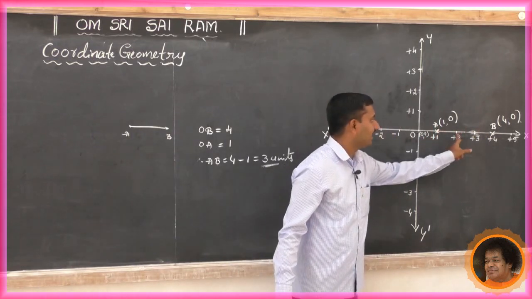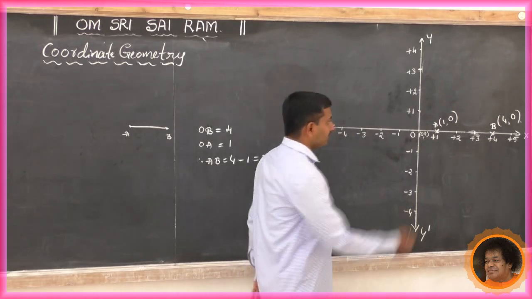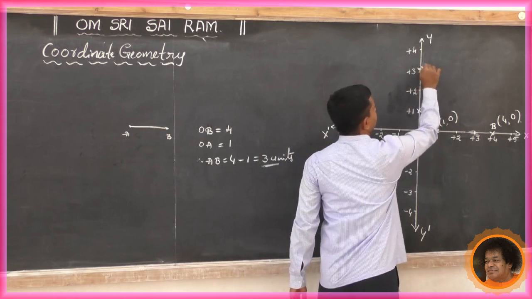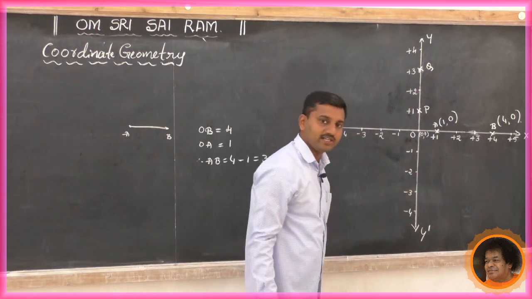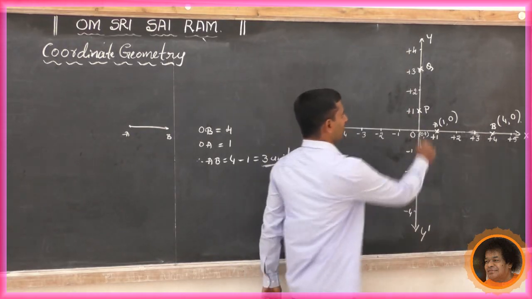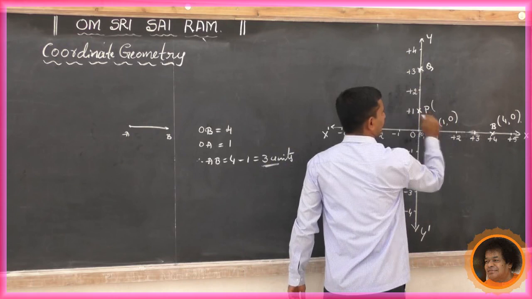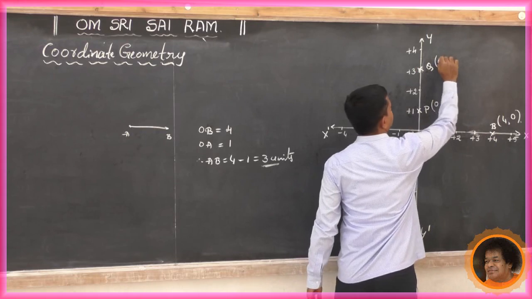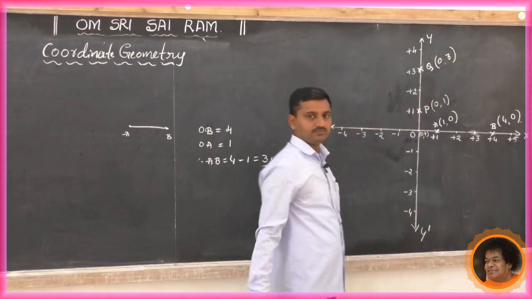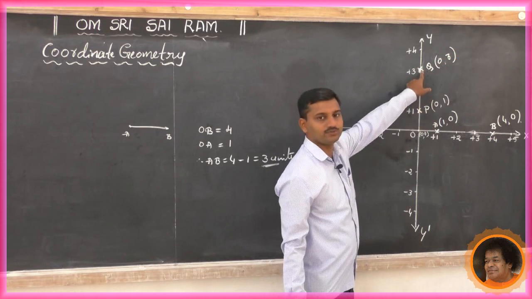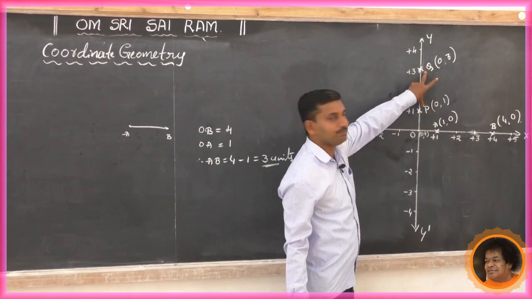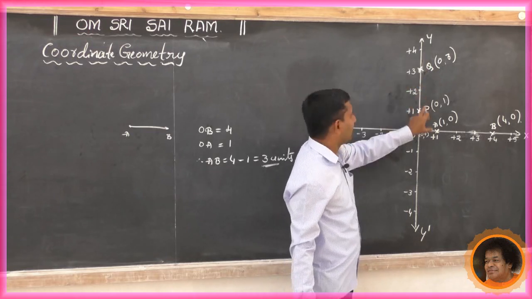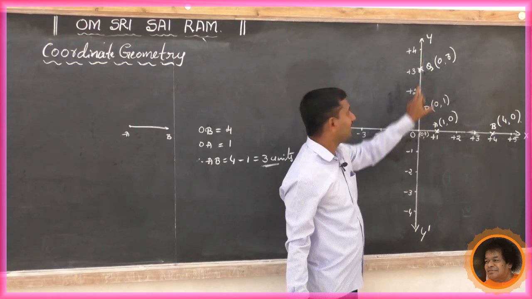Or if the points lie on the y-axis, suppose P and Q are points which lie on the y-axis. The coordinates of the point P: x value 0, y value 1. The coordinates of the point Q: x value 0 and y value 3. So what is the distance between the points P and Q, or the length of line segment PQ? By counting the unit segments, 1, 2. So the distance between P and Q is 2 units.